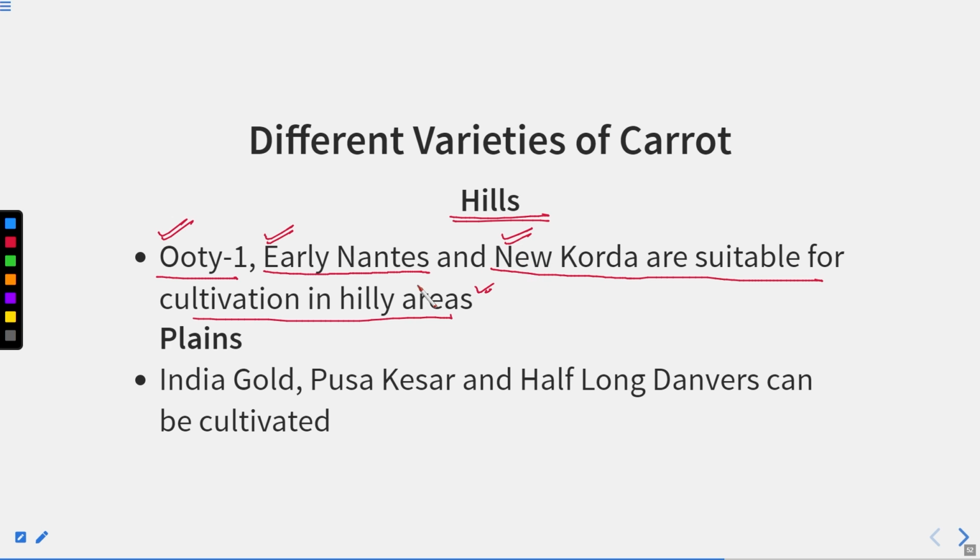Now if we talk about the plains, which type of varieties are grown in the plains, then India Gold, Pusa Kesar, and Half Long Danvers can be cultivated. So these are the three different varieties that are grown in the plains: India Gold, Pusa Kesar, and Half Long Danvers, right?